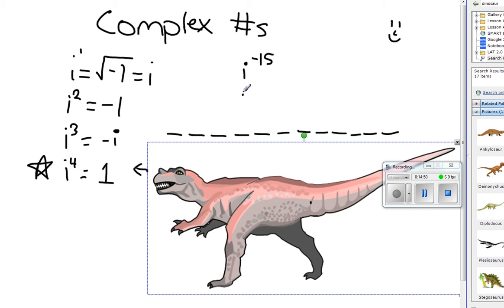Remember, we're looking for i to the 4th times something. That gets us close to 15. Or in this case, negative 15.